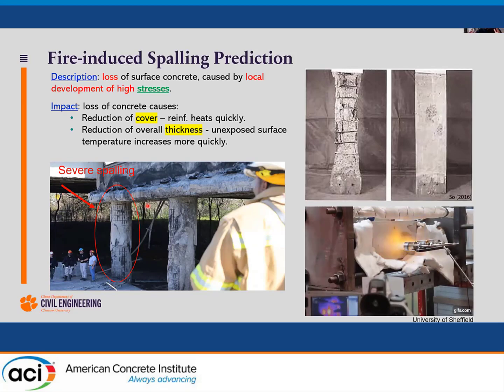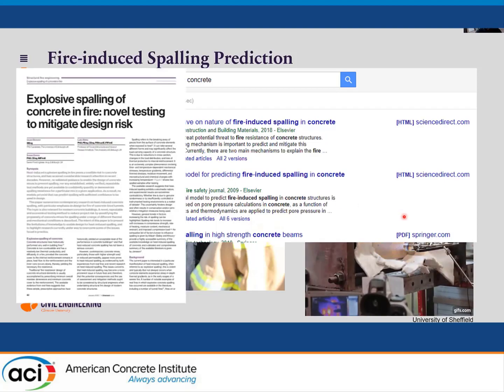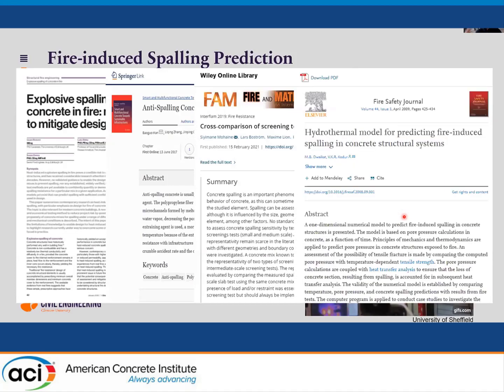How can I predict that? What can I do to prevent concrete from having this, unfortunately? If you do some research in the literature, you will see that there is a lot of work on spalling, almost 11,000 papers, as you can see here. Some of the notable ones are listed here too, so you can always go through them and see the different types of methods they used to develop tools to try to predict spalling.